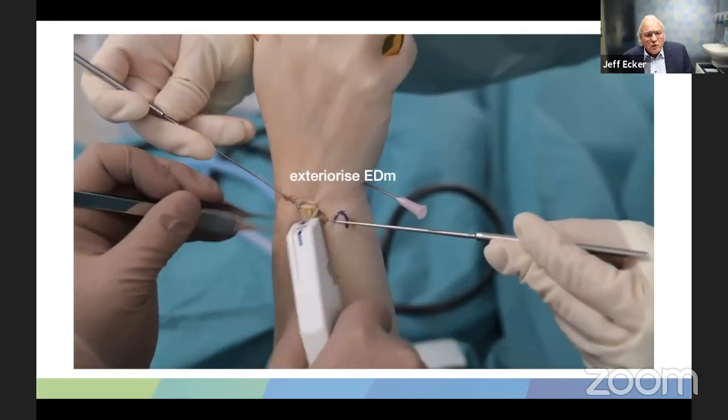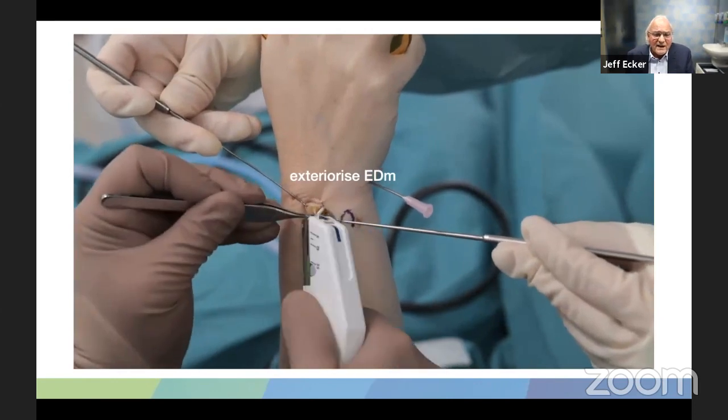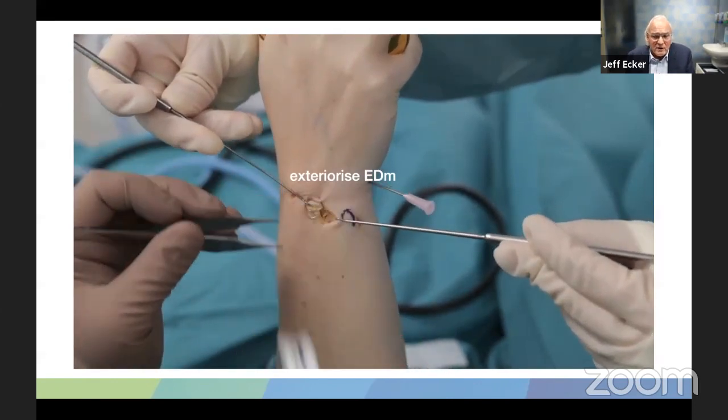Now, when I used to use the 4-5 portal, I'd occasionally get into trouble with the extensor digiti minimi. I stick an ultrasound on it in the office and I pick it up occasionally. And in this case, I had problems. It kept getting in the way, so I exteriorized it.